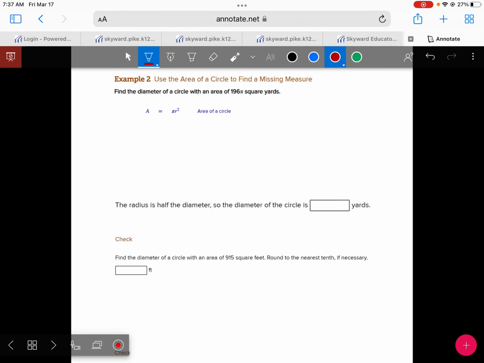Example 2, top of page 8. Use area of a circle to find a missing measure. It says find the diameter. Again, I want you to get in the habit of circling or boxing what they want you to find, because it's not always going to be what you find initially in your problem. And it says it has an area of 196 pi square yards. Okay? And we're talking about a circle, so we start with the formula. Area equals pi r squared.